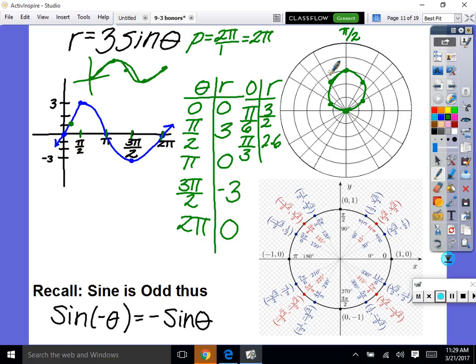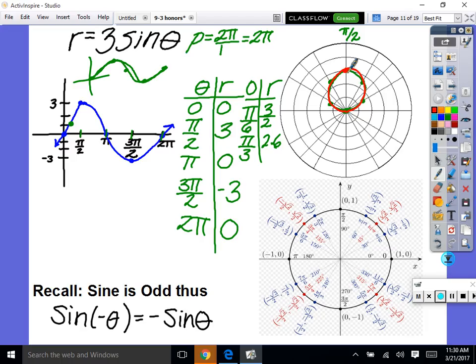So now let's go to 3 pi halves. Let's think about it. 3 pi halves would put me down here, correct? Now aren't we at negative 3, which is back up here? Because remember how polar coordinates work: negative radius means walk backwards. So that puts me back up here. So it's just a circle around that again. That's it.